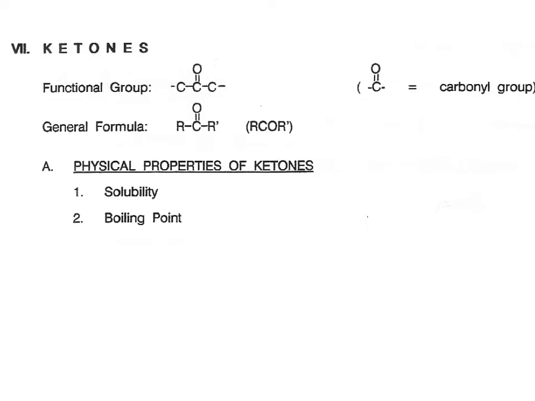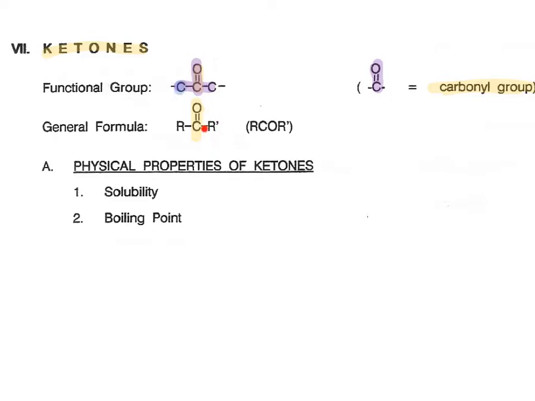So let's look at ketones. Ketones have a C double bond O with a carbon on both sides. This is also known as a carbonyl group, the same as for the aldehyde group. What we're really focusing on in that case is the C double bond O. There is a distinct difference in the reactivity of aldehydes and ketones, so it's important to tell the difference.